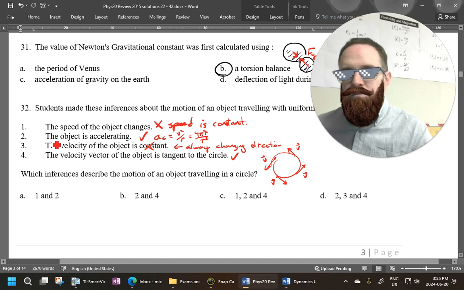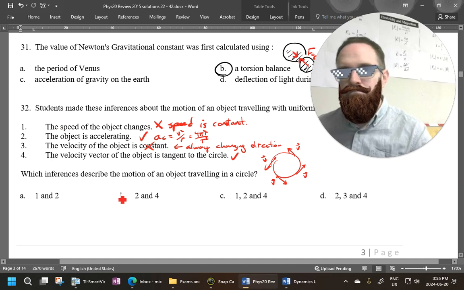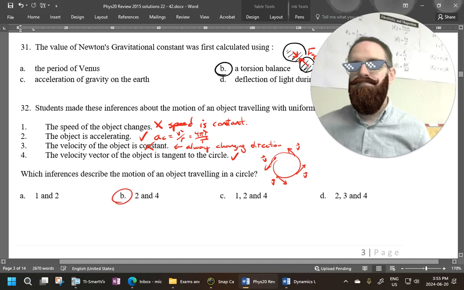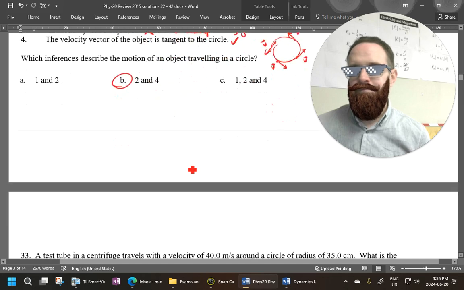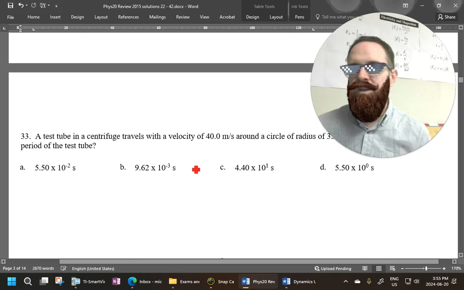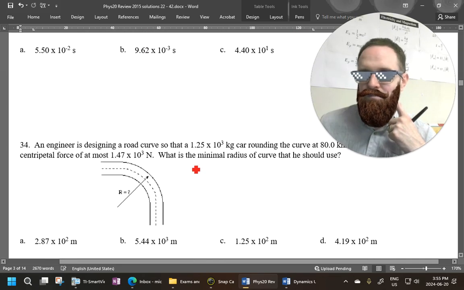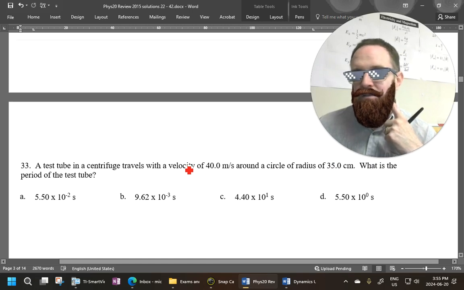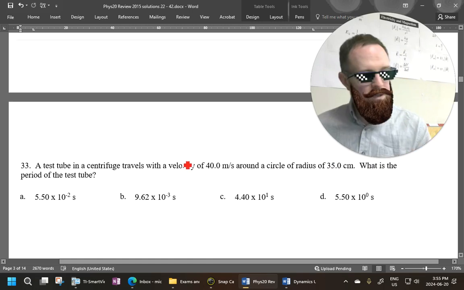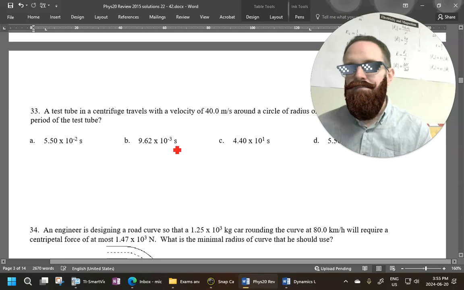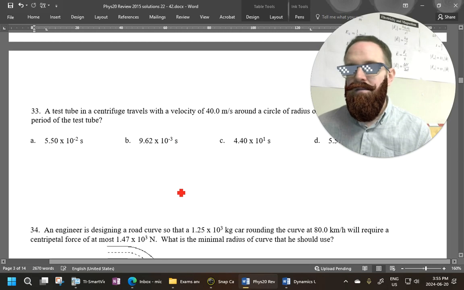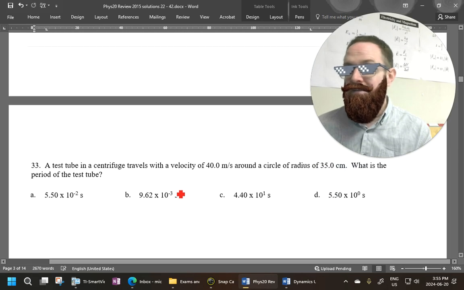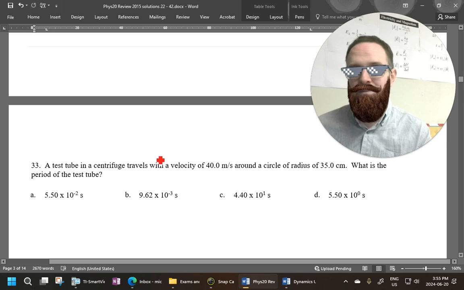So what's true here is 2 and 4. 2 and 4, there we go. Cool. Okay, so we're moving into the circular motion stuff here. It's kind of fun. A test tube in a centrifuge is traveling at a velocity of 40 meters per second with a radius of 35 centimeters. What's the period of the tube?